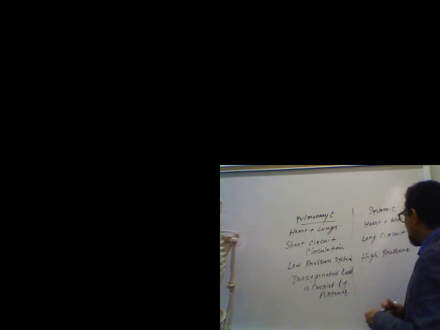In systemic circulation, arteries carry oxygenated blood and veins carry carbon dioxide rich blood. So opposite, just opposite. In case of pulmonary, arteries carry deoxygenated blood, veins carry oxygenated. In case of systemic, arteries carry oxygenated, veins carry deoxygenated blood. Okay, so those are a few differences between the pulmonary and systemic circulation.